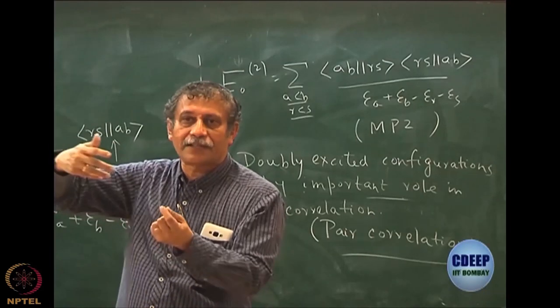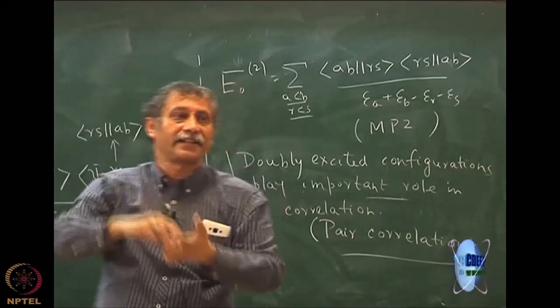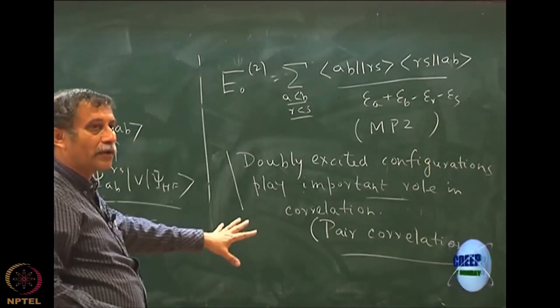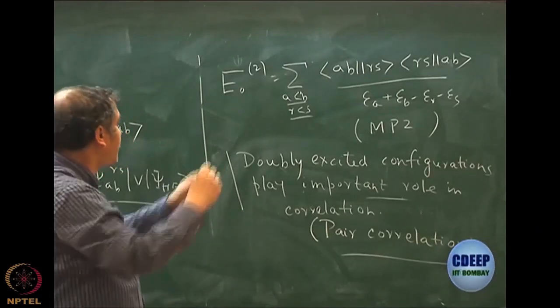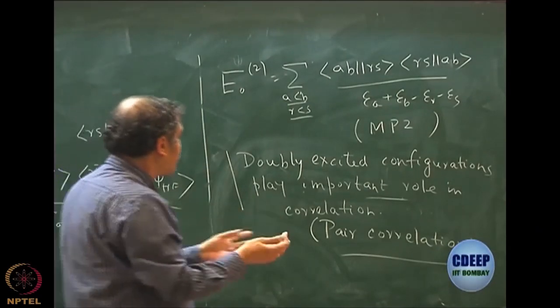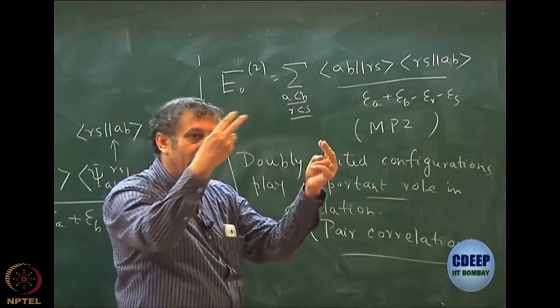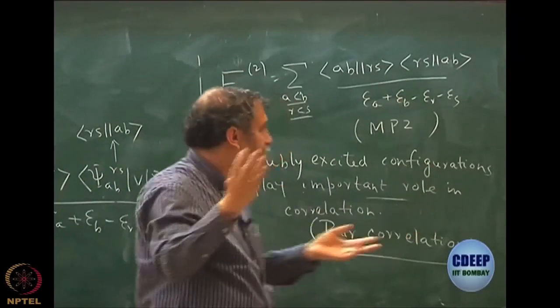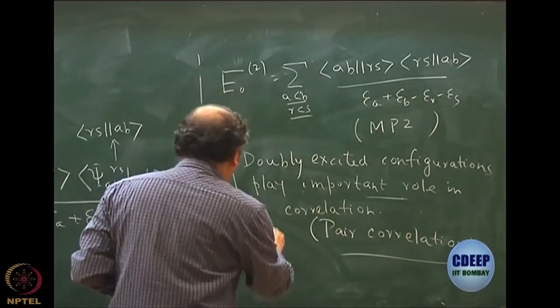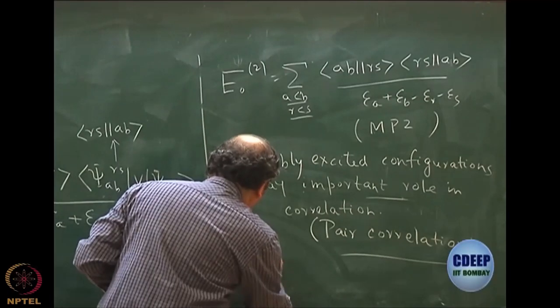The psi ABRS is basically like two electrons getting excited. So the entire theme is called pair correlation, which is much more than just doubly excited determinants. There is correlation coming due to two pairs going up, three pairs going up, and so on, simultaneously. So I will come back to this theory, or rather this analysis.